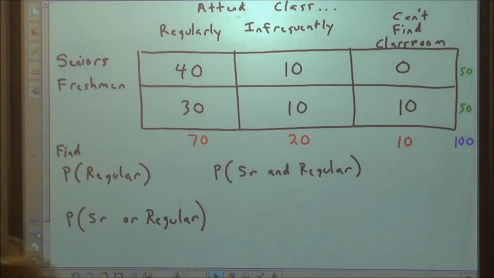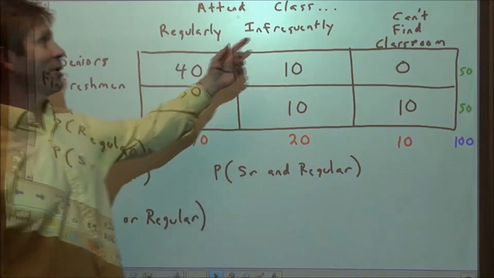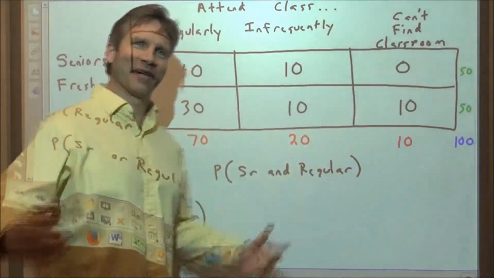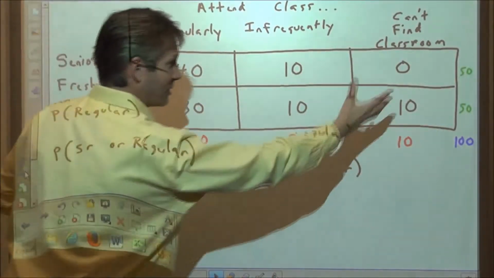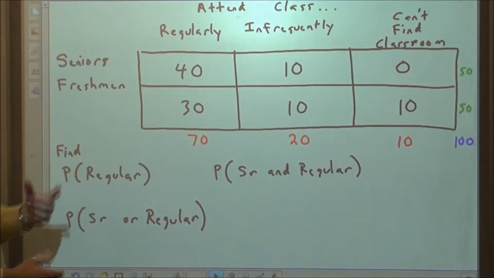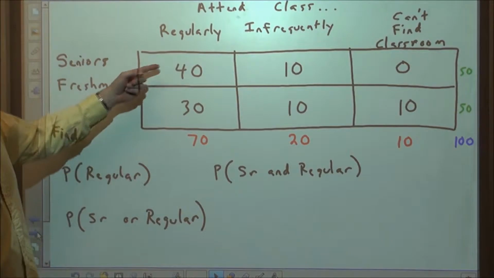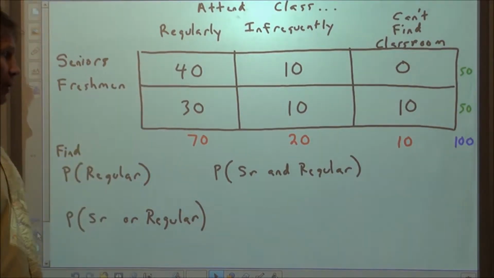Okay, so let's suppose we have this two-way table. We've got seniors and freshmen who attend class regularly, infrequently, or they can't find the classroom. Look at that, 10 freshmen. So we've got these marginal distributions here. What's the probability we randomly select one person and they're a regular class attendee? That's either here or here, so we add the two probabilities together.